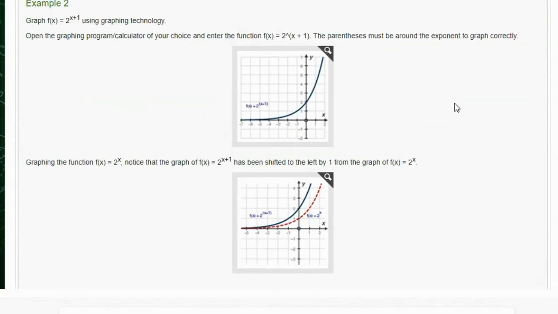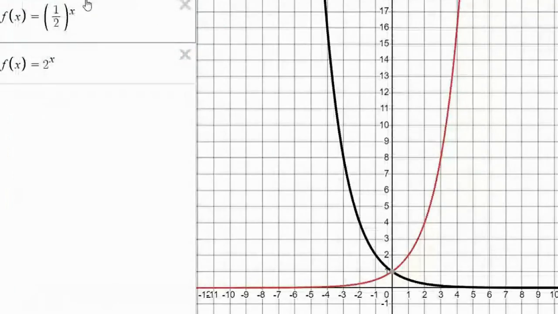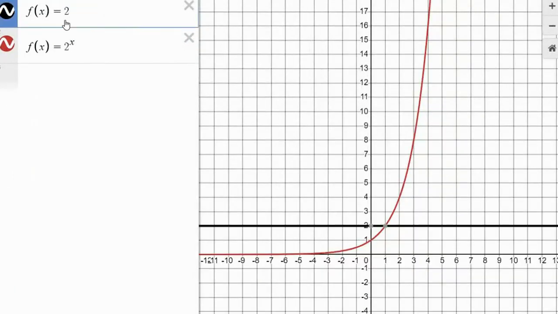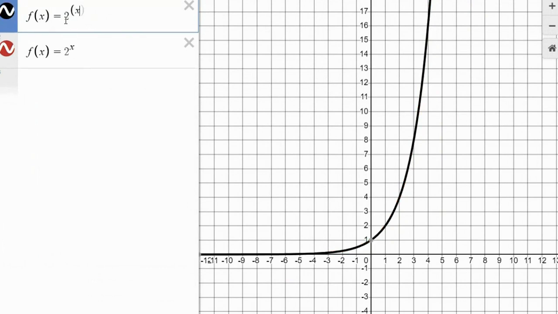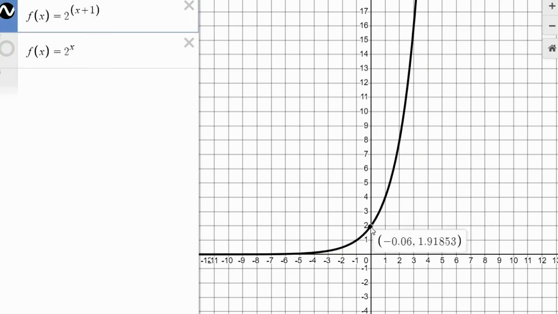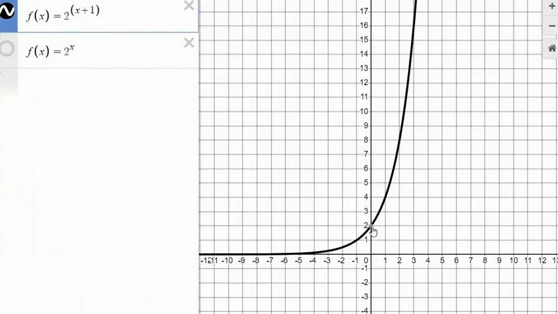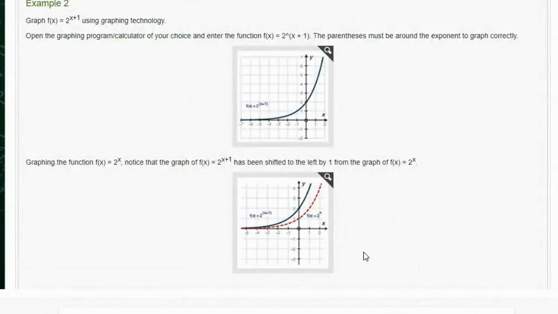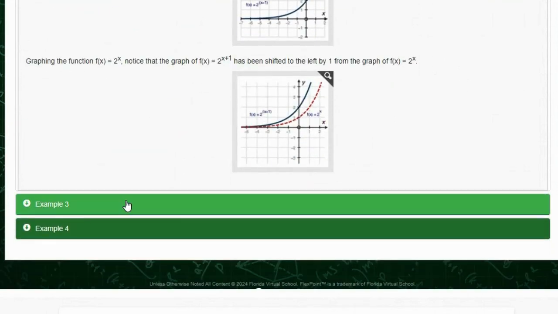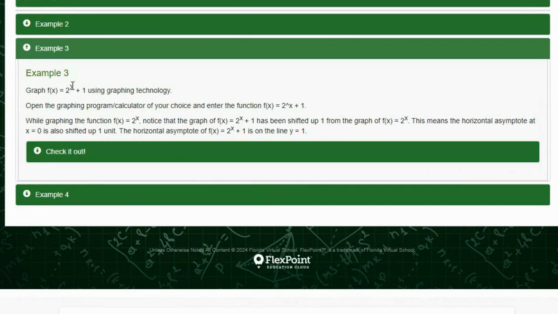Example 2. Graph 2 to the x plus 1 using graphing technology. Okay, so 2 raised to the power of x plus 1. Turn this one off. So there's 2 to the x plus 1. It raises the y-intercept. Well, it didn't raise the y-intercept. It shifted it 1 to the left, which raised the y-intercept because everything moved over 1 to the left. So it's been shifted to the left by 1 because we put the plus 1 inside with the x in the exponent.